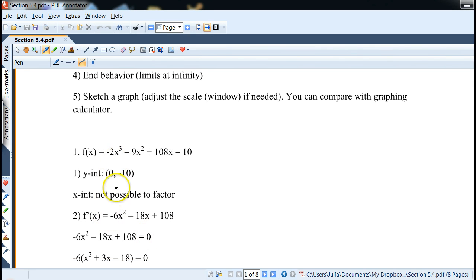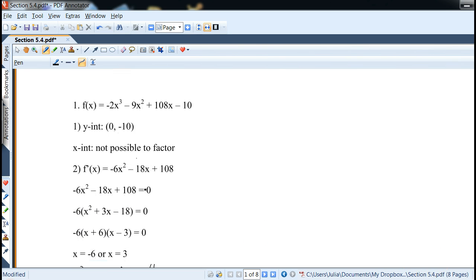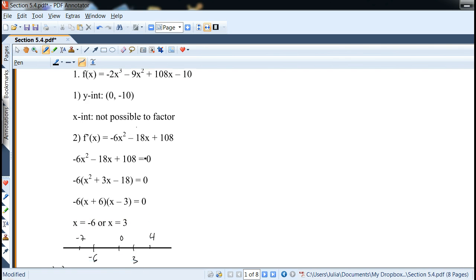I took that, I got negative 6x squared minus 18x plus 108. Polynomials are always defined, so we can just set it equal to 0. Notice how you can pull out negative 6, and I kept it outside, and we get x squared plus 3x minus 18 equal to 0. I think that's factorable. So we're getting x plus 6 and x minus 3 would work. So the critical numbers are actually x equals negative 6 or x equals 3. We can plot them on the number line.